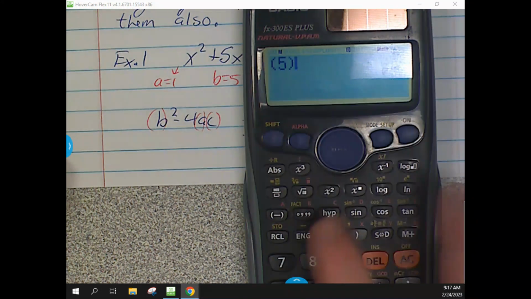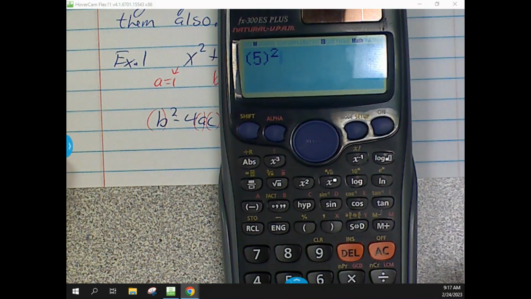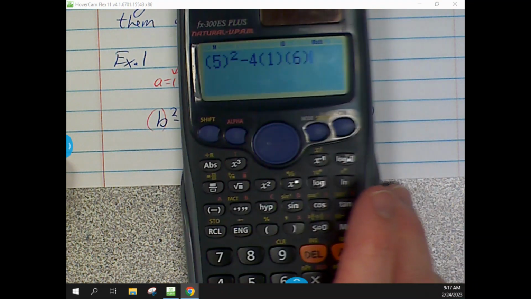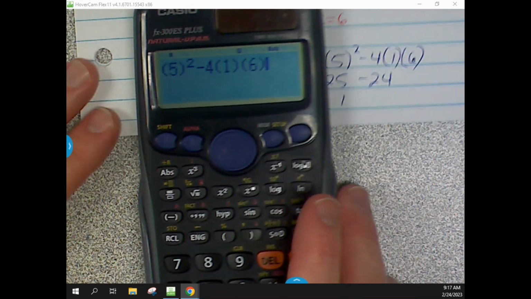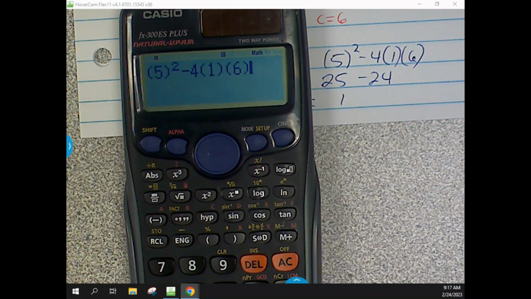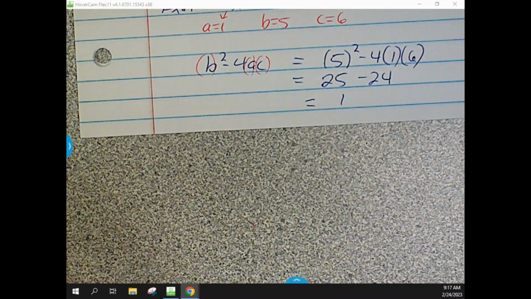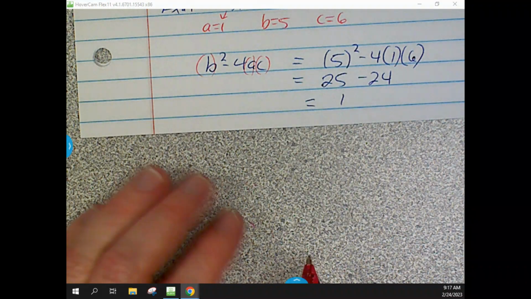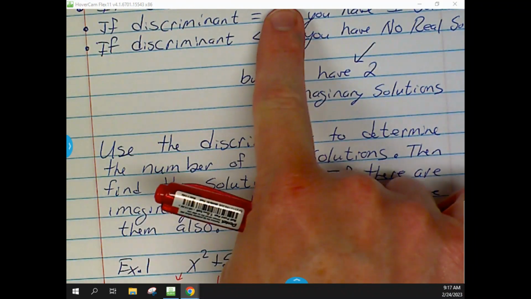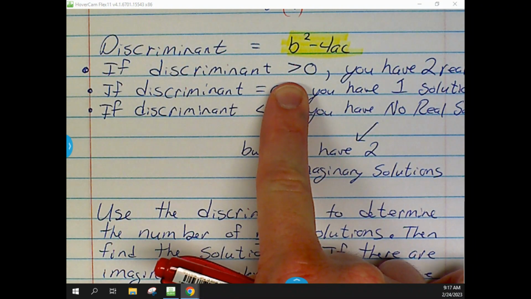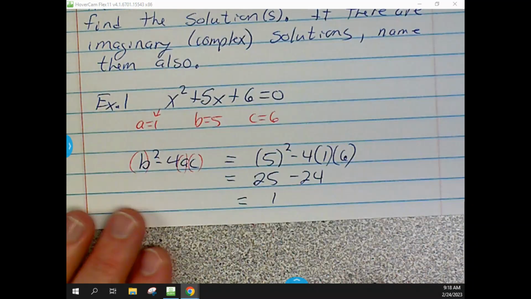So that one, you definitely want to practice your calculators a little bit. So that's 5 squared minus 4 times 1 times 6. I'd punch it in just like you got it there. Again, it's good practice just so that you can see if you're getting the same numbers here. And if you are, then there we go. All right, so we've got B squared minus 4AC is 1. So based on that number, how many solutions are we going to have? Yeah, because 1 is greater than 0, correct? So that means we're going to have 2 real solutions.